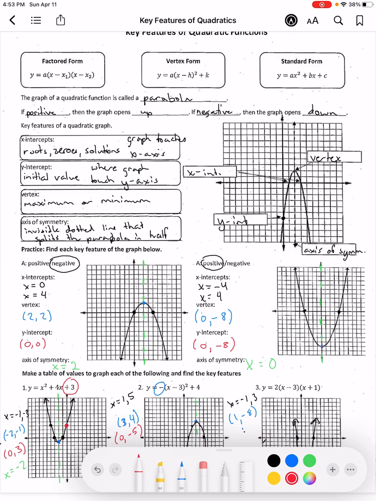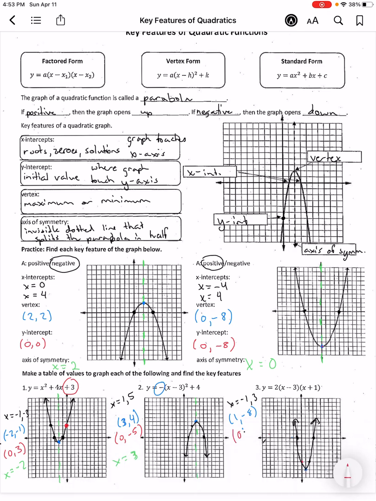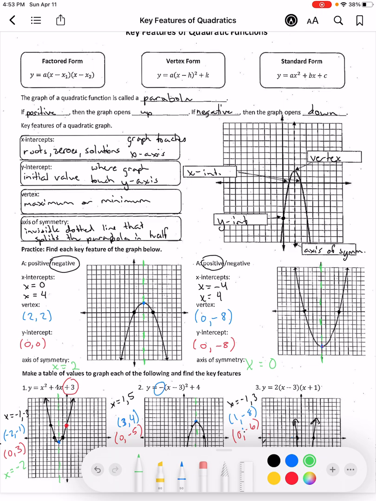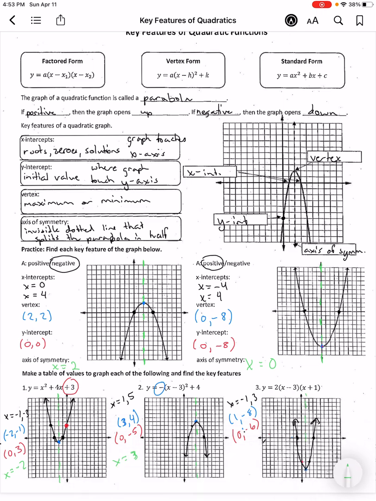Our y-intercept is at (0, -6). And then our axis of symmetry would be that dotted line that goes through 1. So then it would be x equals 1. All right, so just some things that we can do there.